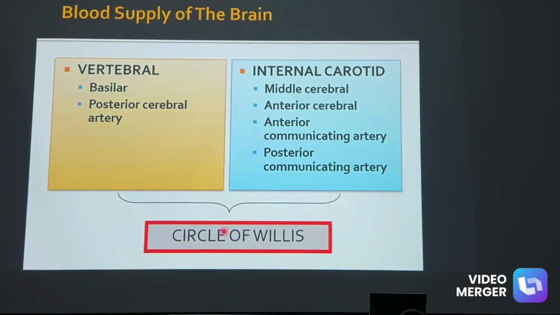The constituents of the circle of Willis are from the vertebral artery and its basilar and posterior cerebral artery branches, and the internal carotid artery on both sides with its branches of middle and anterior cerebral artery. The anterior communicating artery, which originates from the first part of the anterior cerebral artery, and the posterior communicating artery, which originates directly from the internal carotid artery, also constitute the circle of Willis.